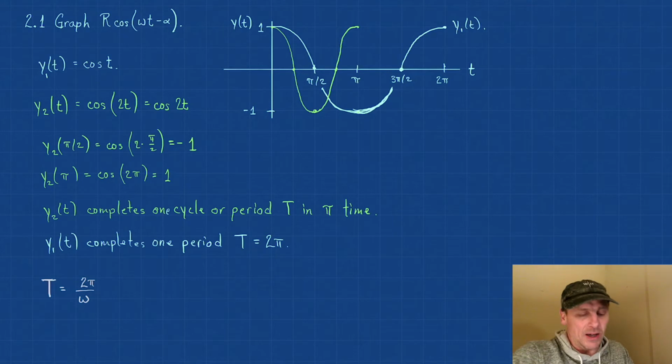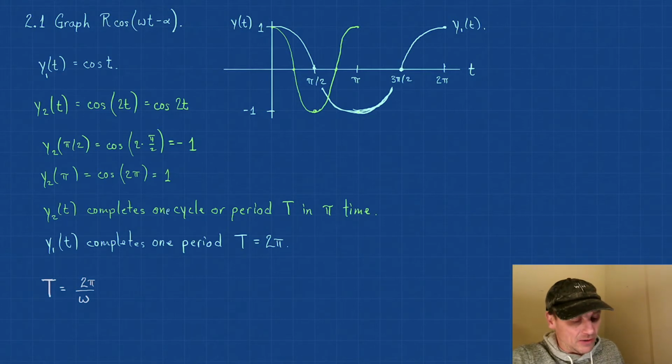So as omega gets larger, cosine goes through its cycle faster. As omega gets smaller, like if that omega was 1/2, then it would take 4 pi to go through one cycle of cosine. So that is our period. So t is a period.